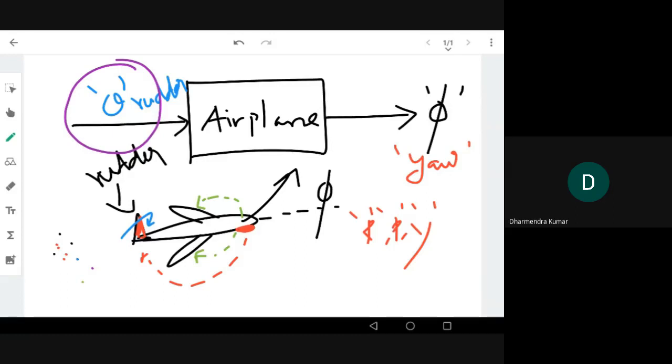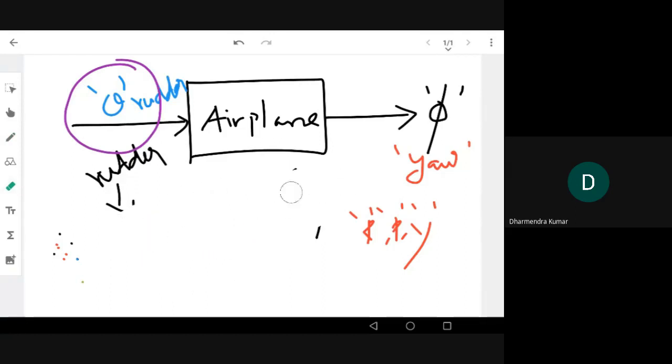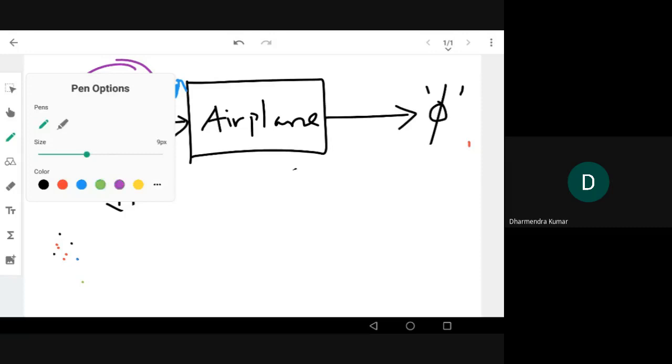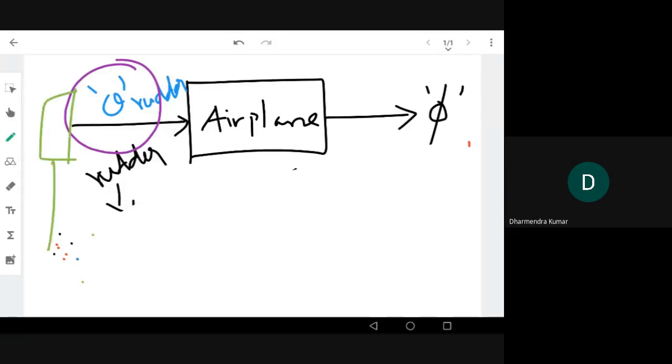So we need a controller. Instead of manually controlling the airplane, we need a controller to do the job of the pilot. So the job of the controller is to control theta, the rudder angle, based on the input from the pilot. The pilot has to give some reference. So the pilot just clicks or uses some joystick to give the input to the controller. So we need to design a controller which, based on the reference value from the pilot or the driver, generates a theta.